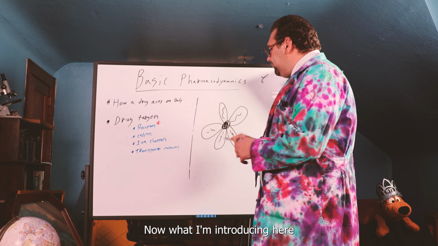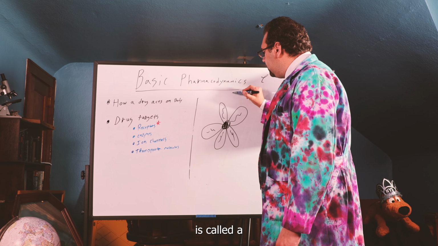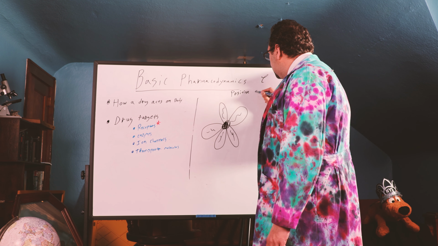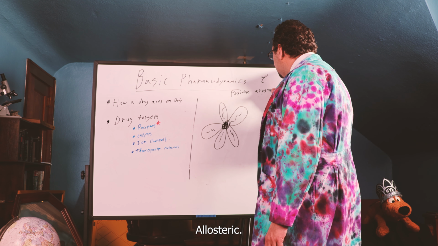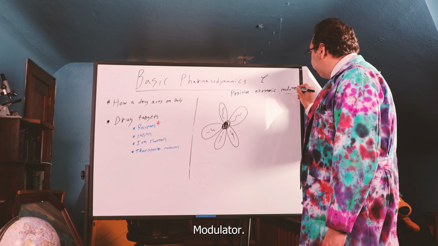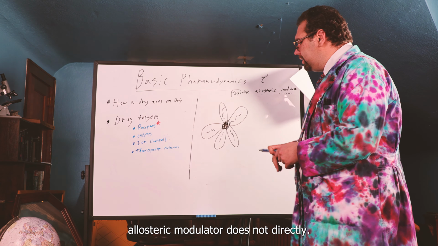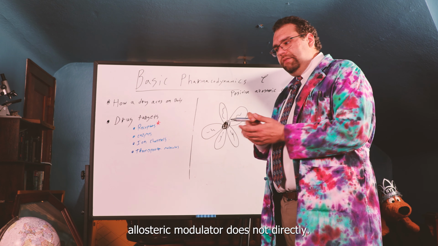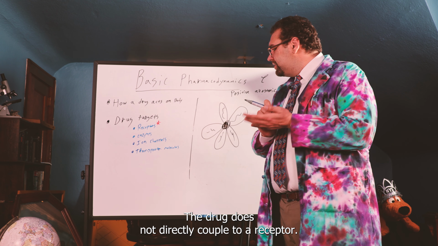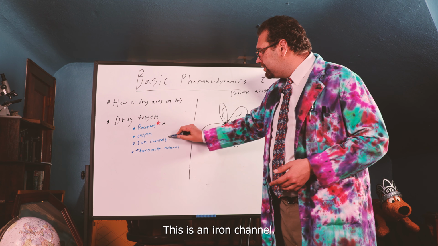Now, what I'm introducing here is called a positive allosteric modulator. A positive allosteric modulator does not directly couple to a receptor, the drug does not directly couple. This is not a receptor in this term. This is an ion channel.